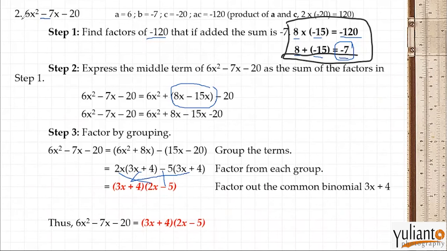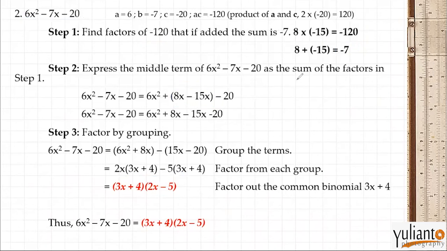I multiplied A, which is 6 times -120. All you have to do here, Basilius, is to get the AC. All you need to do is multiply the first term and then the last term so that you will get -120. And then after that, you find two factors. Again, the same as the other steps before. Find two factors that if you multiply, the answer is -7, which is our middle term.